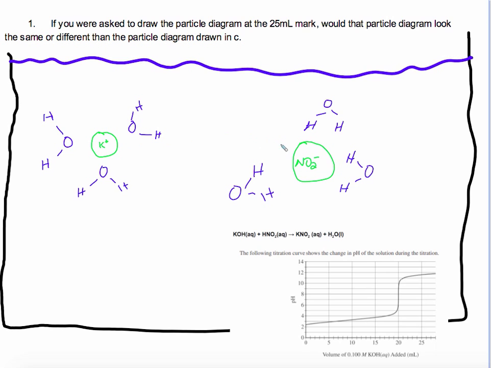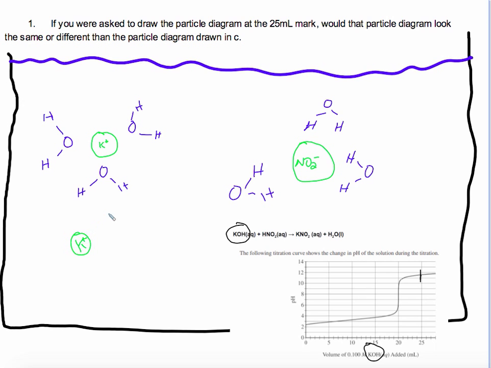Now if you were asked to draw, this is the last question, these again with potassium and nitrite, but at the 25 mark, so the 25 mark is right here. And so here's what happens if you remember when you make a titration curve, you keep on going. And so what they're doing is they're adding extra KOH. Now, what's going to happen is there's not going to be enough HNO2 to react with that extra. So anyway, there's going to be extra KOH in there.